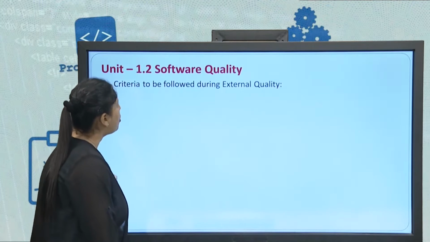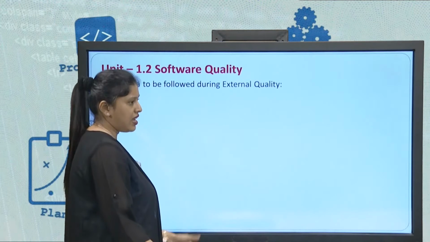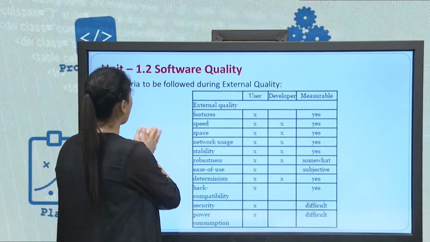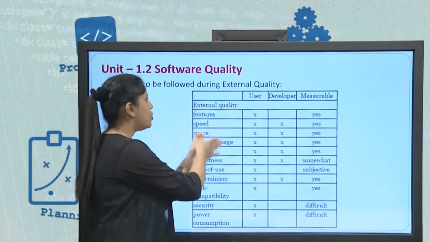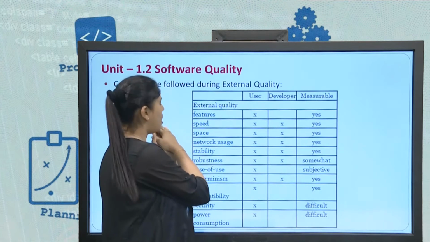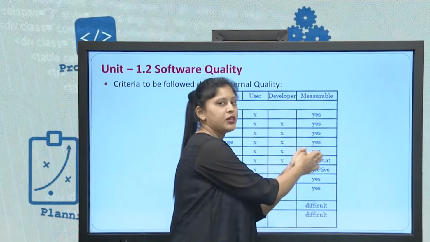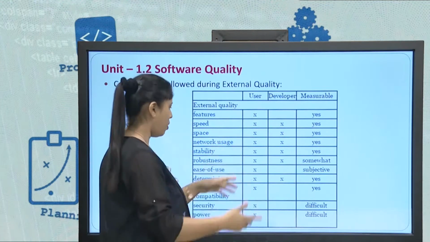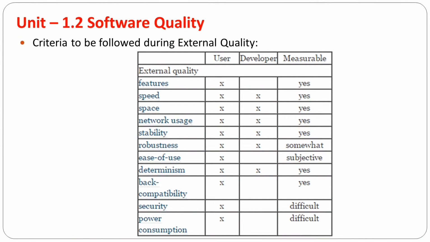Then criteria to be followed during external quality. When I am supposed to build up my external quality, let us see a table which says what all criteria should be there. It is user and developer, user with the perspective of external qualities, developers with the perspective of internal quality, and the measurable column, whether it is yes, somewhat, no, whatever. External qualities are features. Users cannot say that I am going to put out this feature, no, it is the developer who does that. Features, yes, user does it.